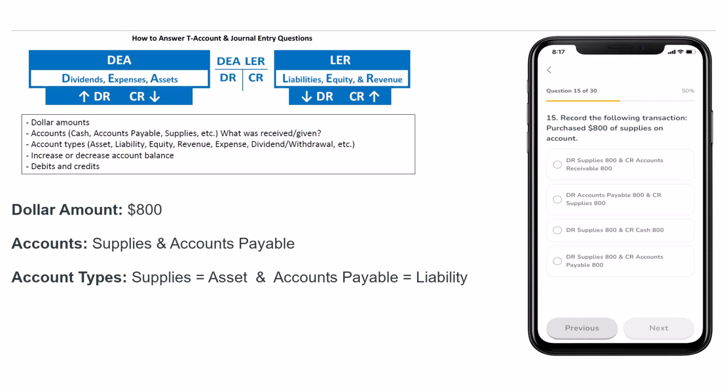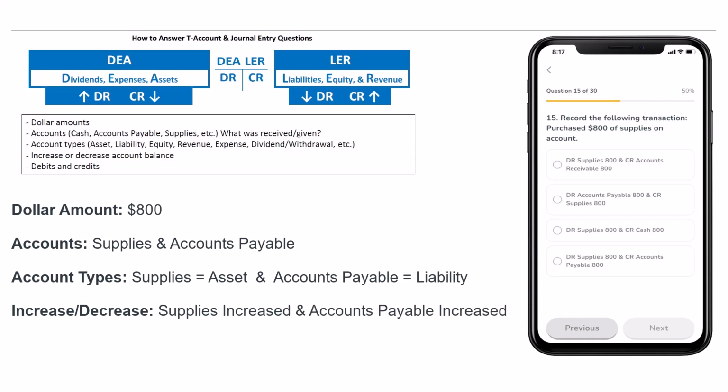Next, we need to determine if the balance of supplies and accounts payable increased or decreased. When tutoring students, I often phrase this as, as a result of this transaction, do we have more or less supplies? In this instance, we have more supplies, so the balance of supplies increased. Also, as a result of this transaction, do we owe more money or less money? In this instance, we owe more money, so the balance of accounts payable increased.